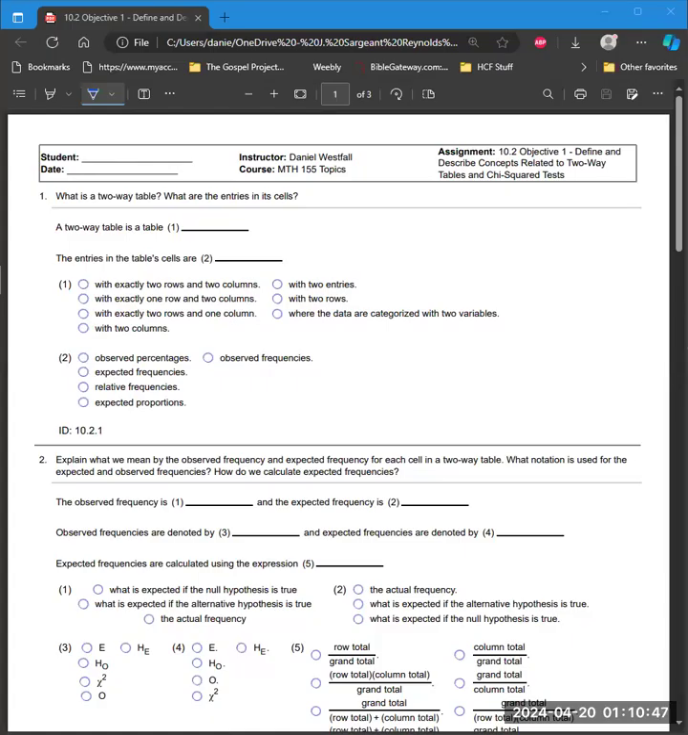In this video, we're going to talk about 10.2 Objective 1, where we define and describe concepts related to two-way tables and chi-squared tests. What is a two-way table and what are the entries in its cells? A two-way table is a table where the data are categorized with two variables.